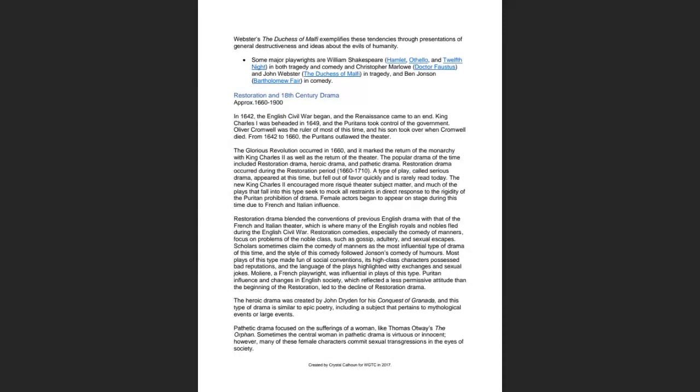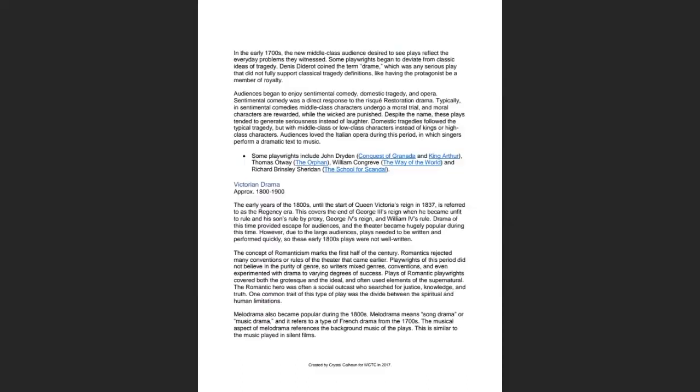But with the Glorious Revolution in 1660 and the return of the monarchy, it marked also the return of the theater. And so Restoration drama, heroic drama, and pathetic drama come into play. Restoration drama occurred during the Restoration period, which is 1660 to 1710. And it blended the conventions of previous English drama with that of French and Italian theater. This is where you start to see female characters appearing on stage.